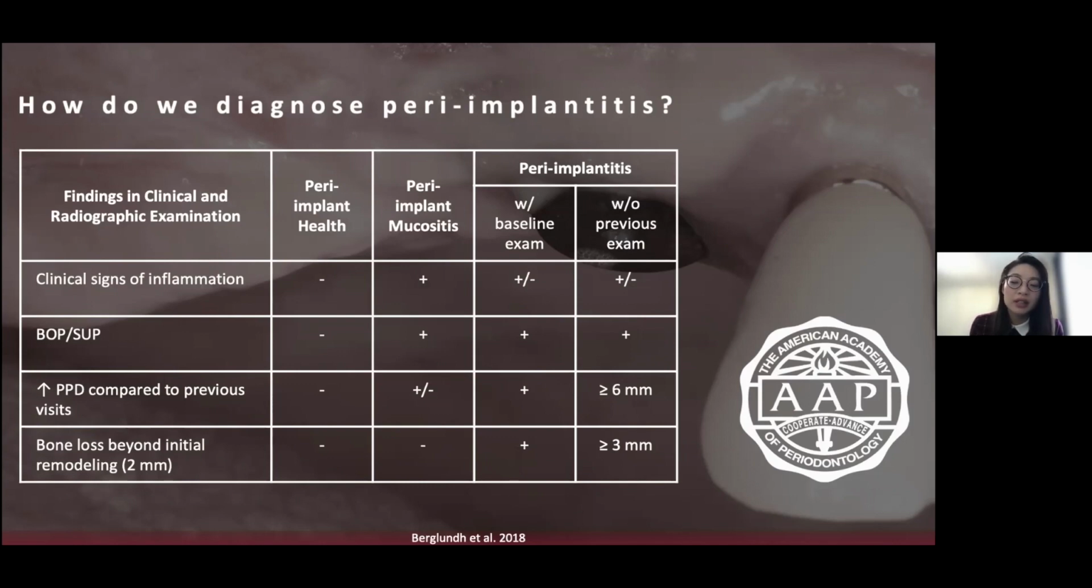If you have a baseline exam, which means that you have a baseline radiograph at loading of the implant, and then also periodontal charting, you can compare it, and the threshold for bone loss is 2 millimeters. But if you don't have any baseline evidence, then the threshold is slightly higher at 3 millimeters. Probing depth should be at least 6 millimeters for this diagnosis. And this is the diagnostic criteria that I personally have used in my research to stay current and relevant to how clinicians will be practicing and what guidelines they should be referring to at this time.